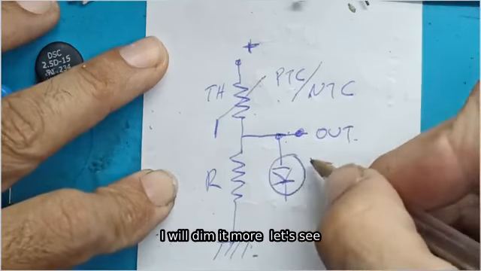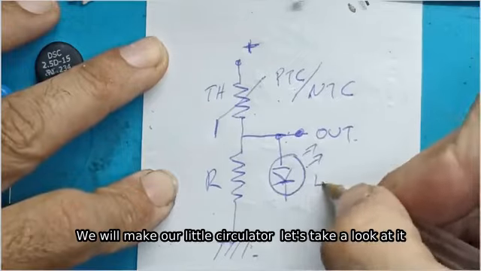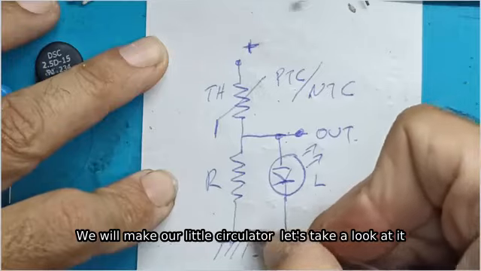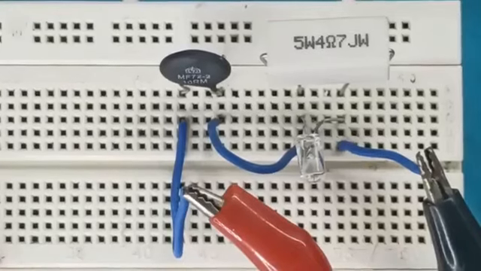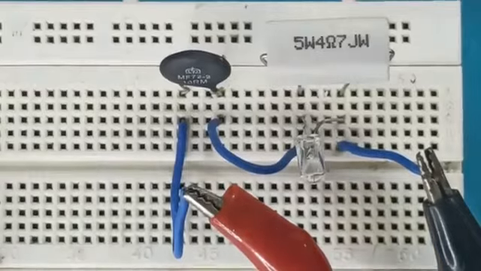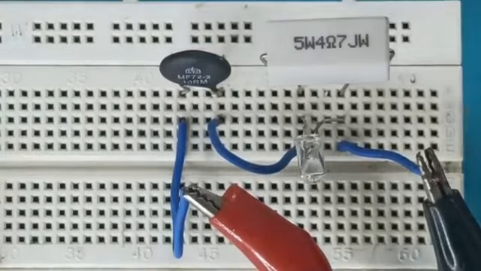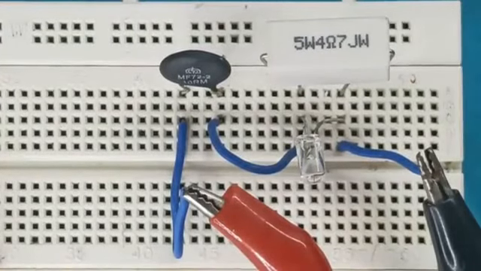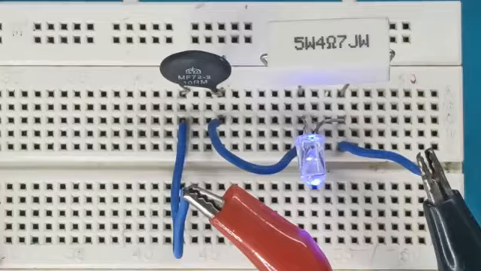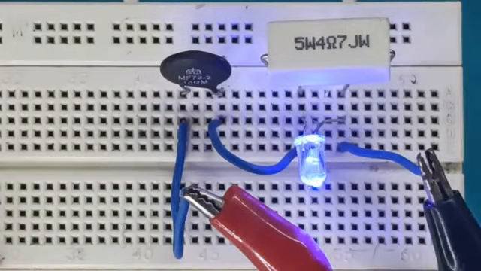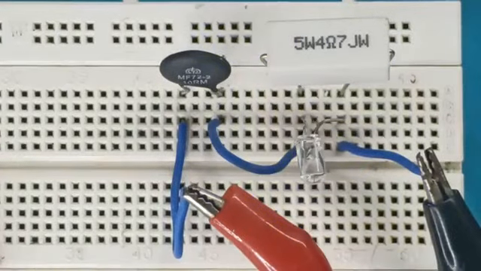I will dim the light a bit more. Let's see. We will make our little circuit. Let's take a look at it. So here we start with an NTC thermistor, so let's supply power, and our little LED. I have supplied power, and we see the little LED slowly lighting up.